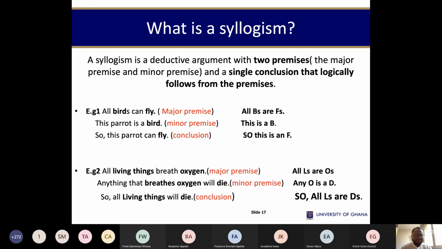Let's look at the second example. All living things breathe oxygen. So you see that all living things is what? All is a universal affirmation. Breathe oxygen. That is our major premise. So anything that breathes oxygen will die. So it means that all living things will die.